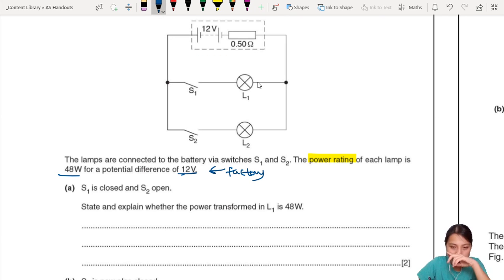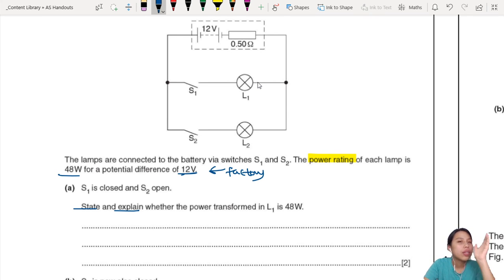Well, some of you may be wondering how to describe. There are a lot of describe kind of questions in circuits. They love to ask you to describe the effect of this, state and explain. So anyway, we have two things here: state and explain. Two command words. So we need to state yes or no, is the power transformed 48 watts, and then you need to explain why you said yes or no.